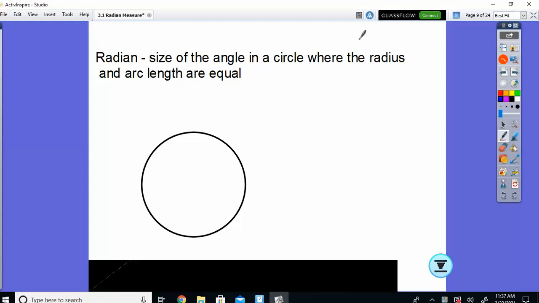When we're dealing with circles, it's the size of the angle in a circle that makes the radius and arc length equal.